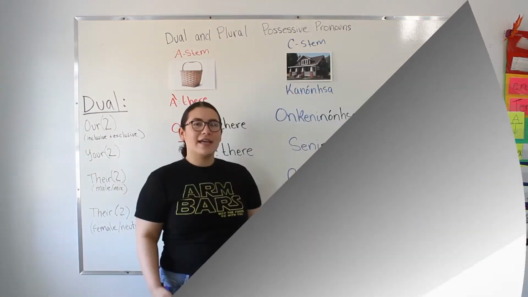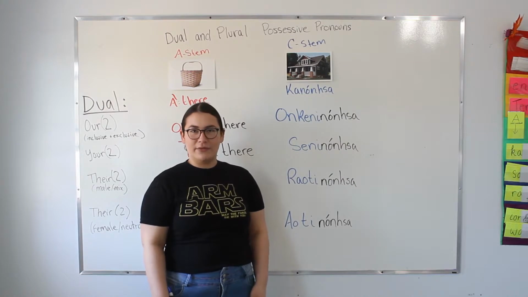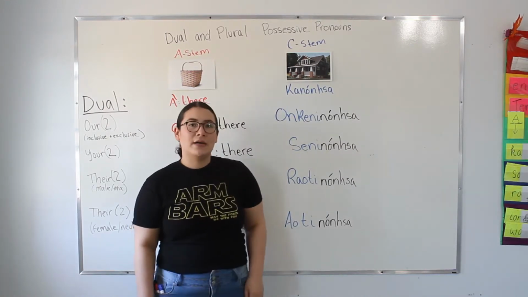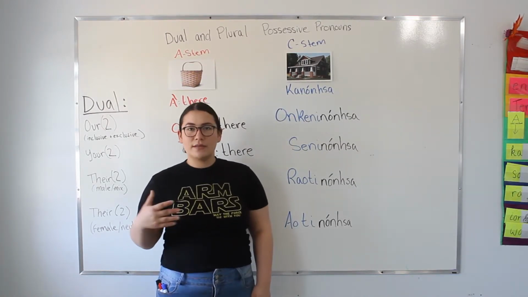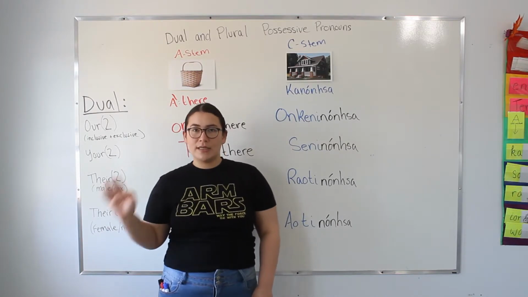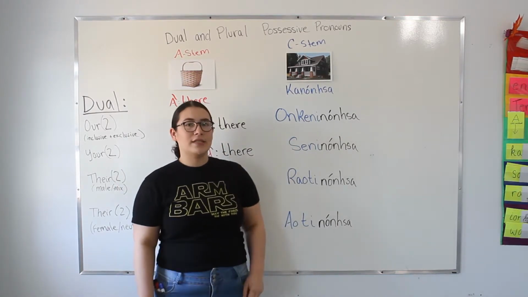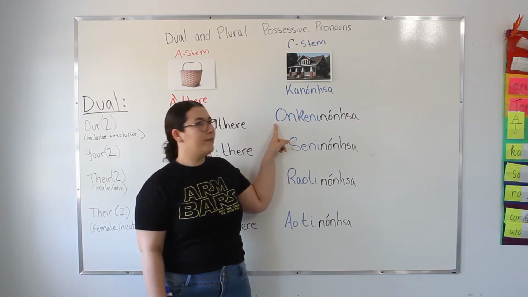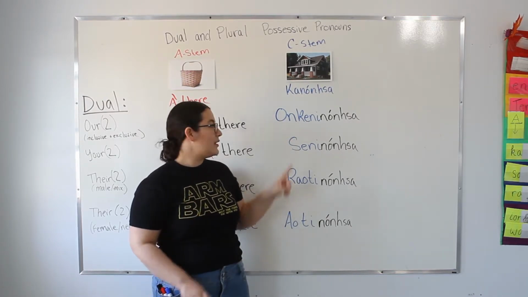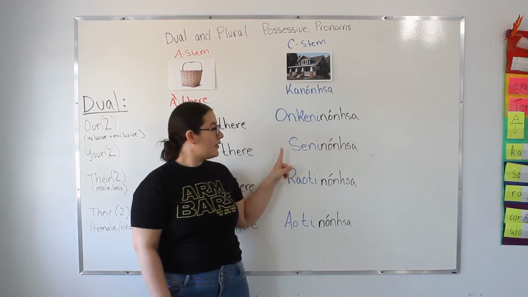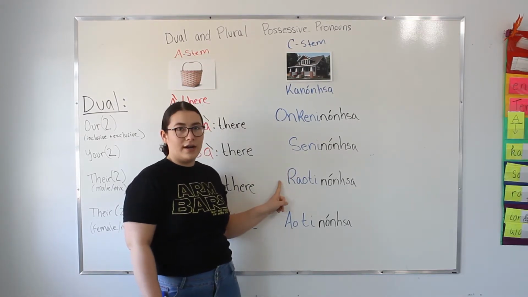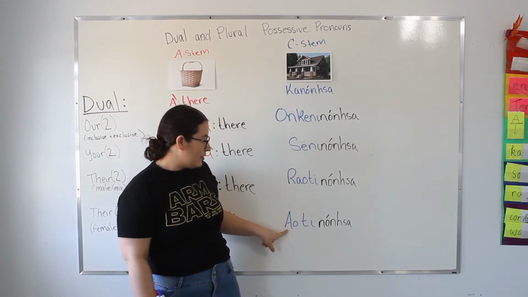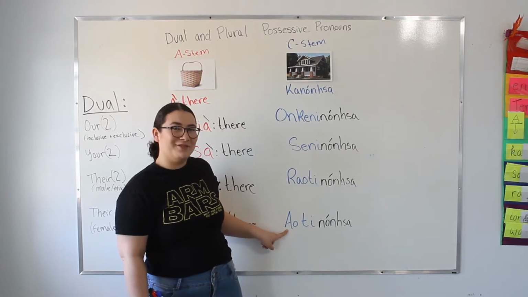Auna tere. And secondly, we're going to look at the C stem noun, ganusa, which means house. So our house, doesn't matter if it's mine and yours or mine and someone's, ungeninusa. So ungeni is the possessive pronoun for our two. And then your two, zeninusa. Their house, raudinusa, and those females' house, audinusa.